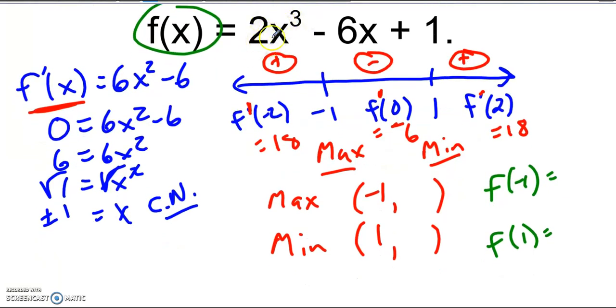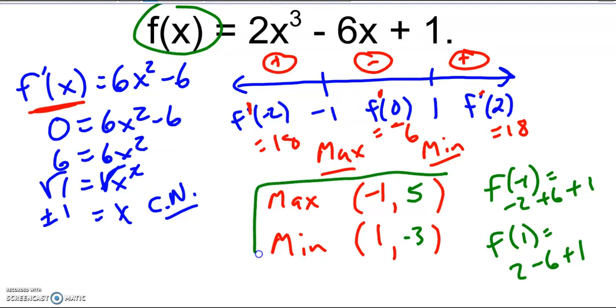Okay, so in this case, if I plug in 1, I'll get 2 minus 6 plus 1, which is going to give us negative 3. And if I do the same for negative 1, this is going to be negative 2 plus 6 plus 1, which should give me a value of 5. So these are going to be our relative max and mins.